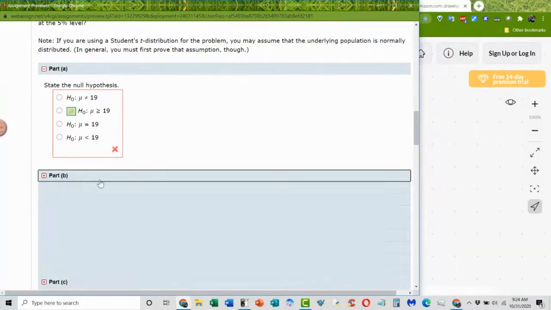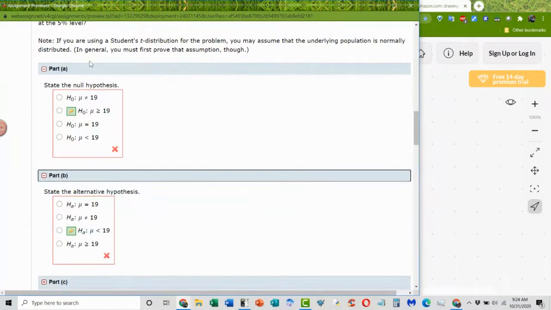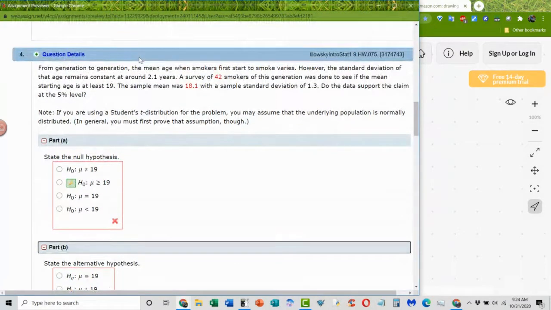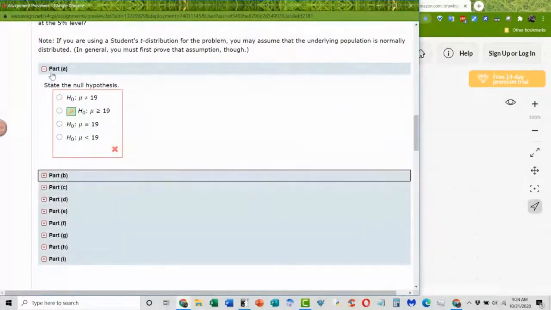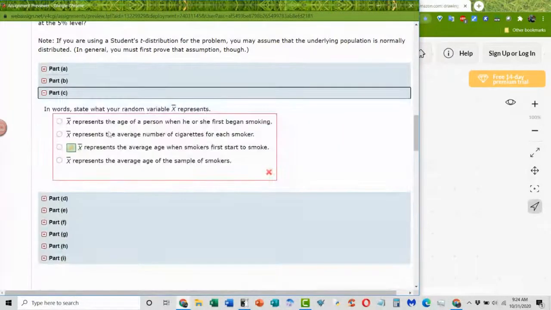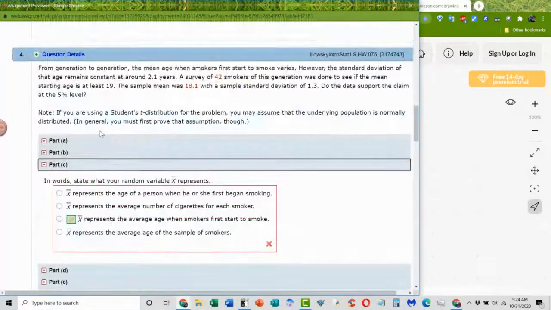The first two are: what are the null and alternative hypotheses? It says at least 19. Well, at least 19 means greater than or equal to 19. So that tells us it's this one. B has to be the other half, everything that's left, so the only thing left is less than. That's where we get these two pieces. Part C says, what does X bar mean? They always ask that. You should know that by now.